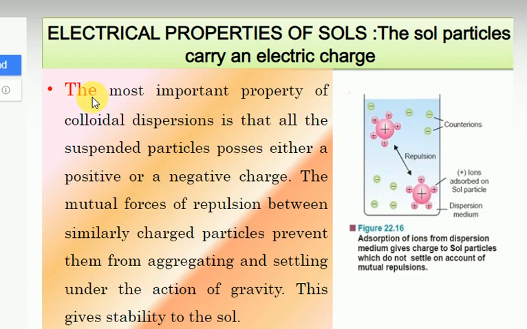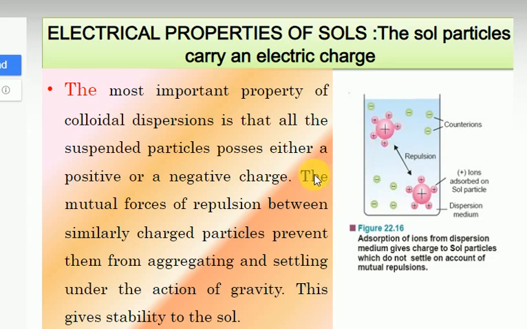Next, a very important point: I said very clearly, colloidal particles have charge, either positive or negative. This is the electrical property of colloidal particles. I already discussed dialysis also. When you apply electricity, the dialysis process happens very fast. The most important property of a colloidal dispersion is that all the suspended particles possess either a positive or a negative charge. This is the dispersion medium and the dispersion phase; either the dispersion medium or the dispersion phase may contain charge.